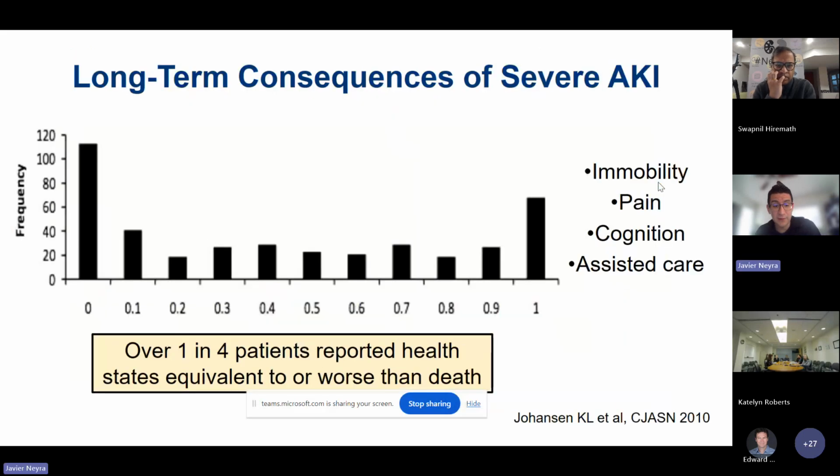In a different study from a different group, they evaluated these domains of quality of life, that is immobility, pain, cognition, and assisted care. And they concluded that over 1 in 4 patients reported health states equivalent to or worse than death.